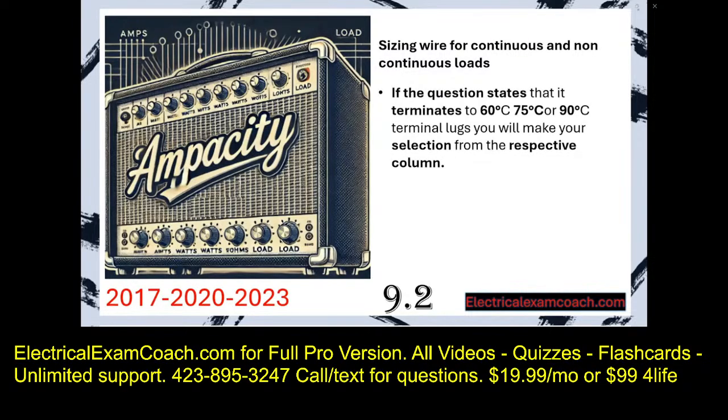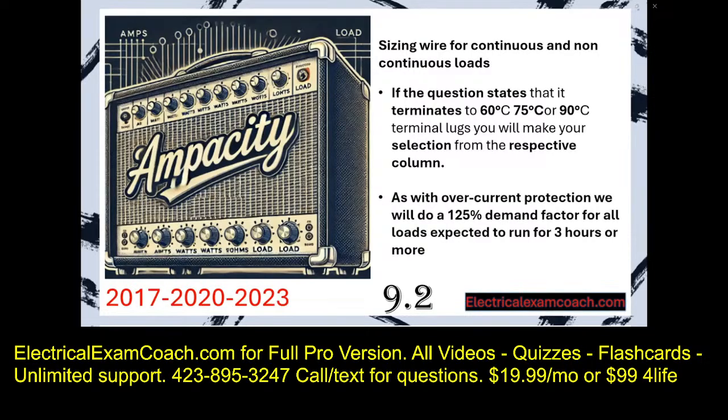Let's recap on the basics before we get started. If the question states that it terminates to 60, 75, or 90 degree C terminals, we're going to make our selection from that respective column under normal circumstances. And the second one is, as with overcurrent protection, like we learned before, we're going to do 125% demand factor for all loads that are expected to run for 3 or more hours.